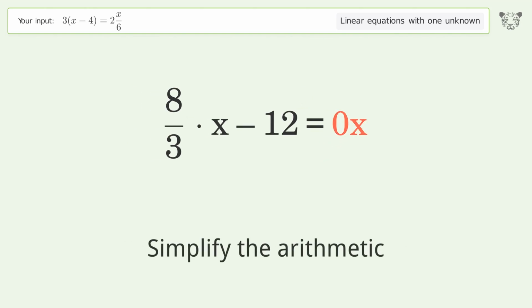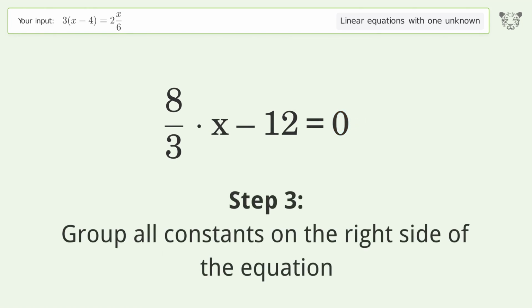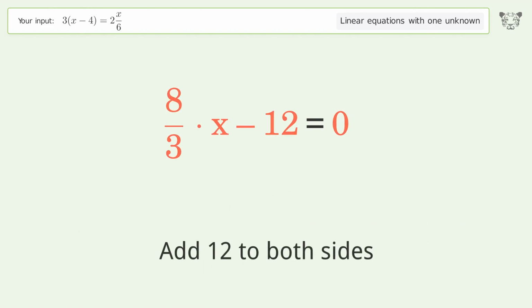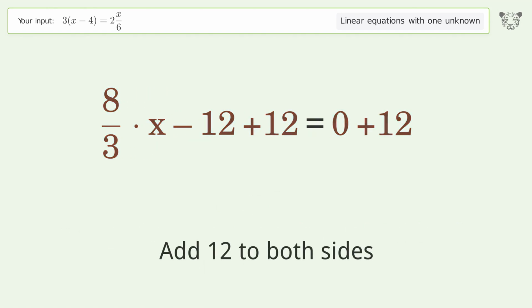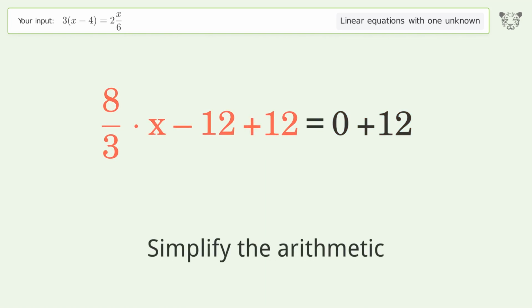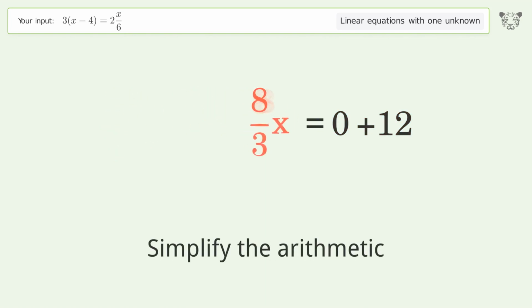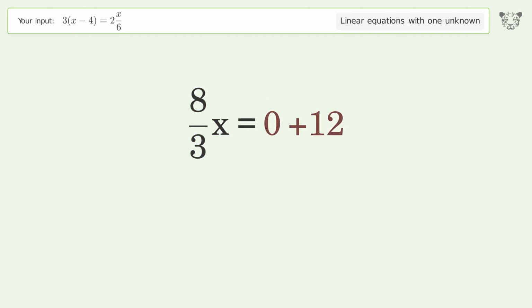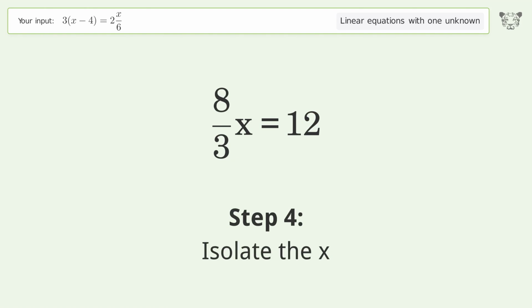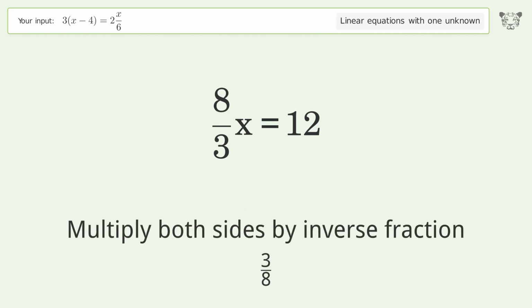Simplify the arithmetic. Group all constants on the right side of the equation. Add 12 to both sides. Simplify the arithmetic. Isolate the x. Multiply both sides by inverse fraction 3/8.